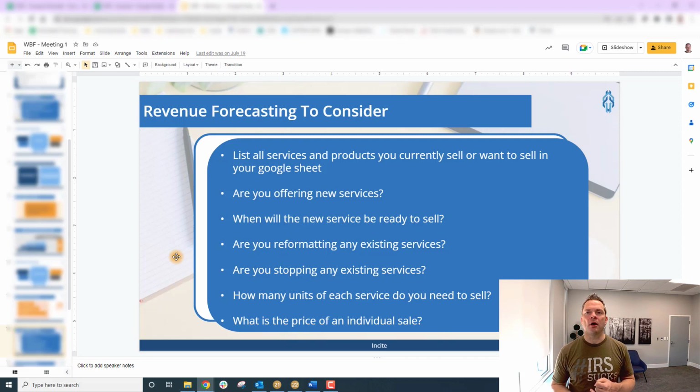So ask yourself also, are you offering any new services? If you are, when are those going to be ready? Are you going to rearrange any type of existing services? Are you going to stop them altogether? And then how many units of each service do you think you're going to sell, and what's your price going to be on those?